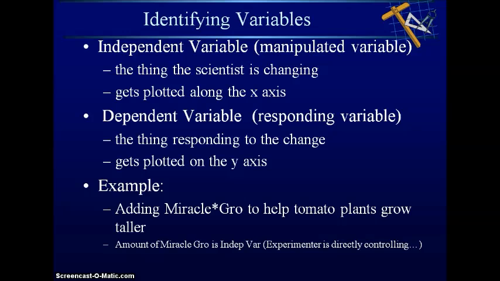Alright, well, if you said that the amount of Miracle-Gro that we added was the independent variable, you would be correct. Again, that is the variable that the scientist is in direct control of. We would be giving none to some plants, a little bit to some, and more to others. I'm directly controlling that. The responding, the dependent variable here is, well, how tall are the plants going to grow in response to the amount that we give them. So we would identify who that is to help us set up our graph.